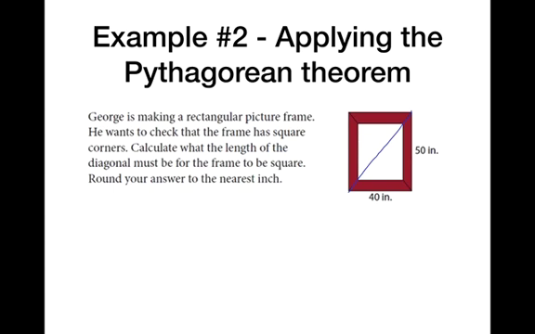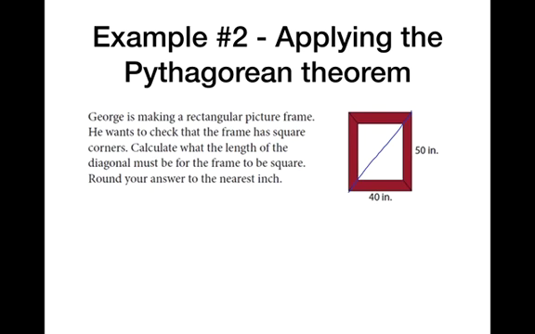Now let's look at applying the Pythagorean theorem. In this first example of applications, George is making a rectangular picture frame. He wants to check that the frame has square corners.